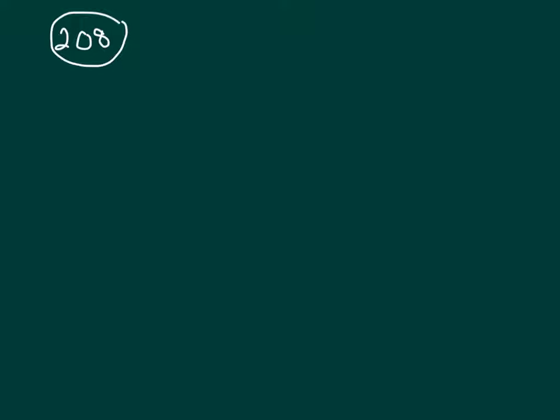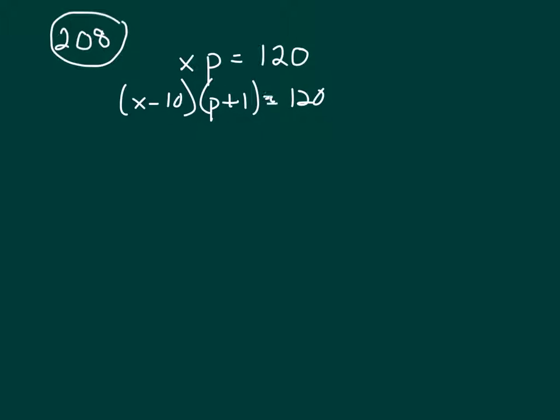We're trying to figure out the current price of a towel, and we have $120 to spend. So the number of towels sold times the price will give me 120. But something happens. Price increases by 1, and when that happens, you sell 10 fewer towels. But you're still spending $120.